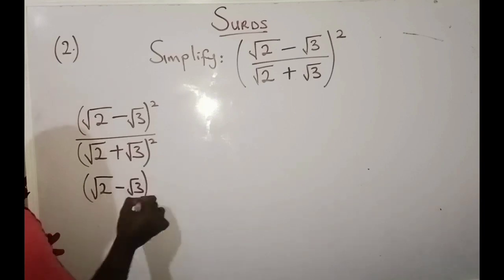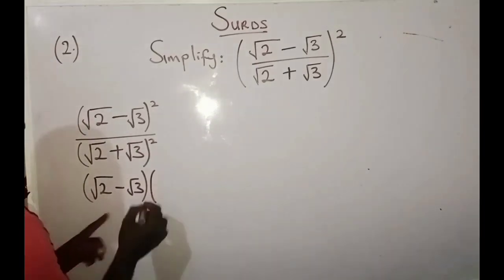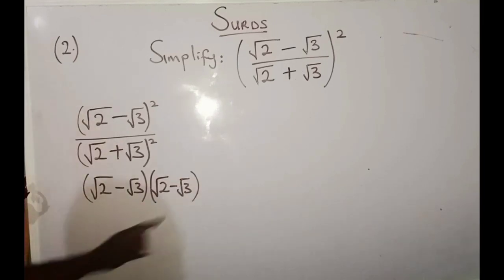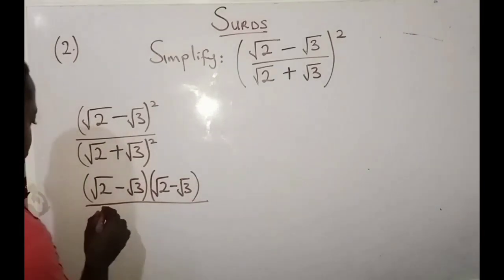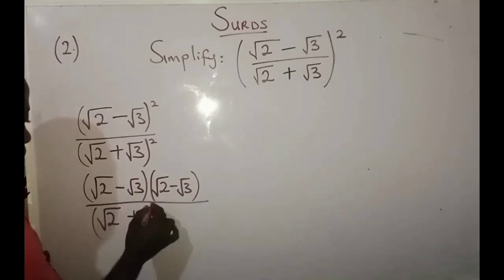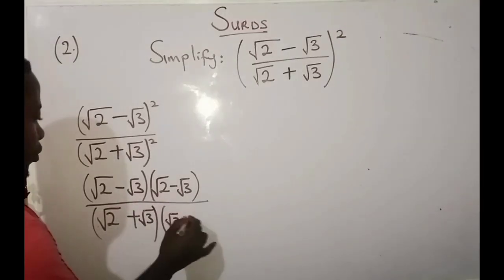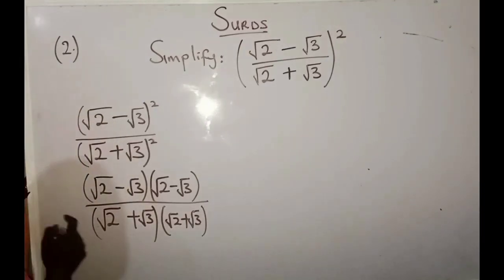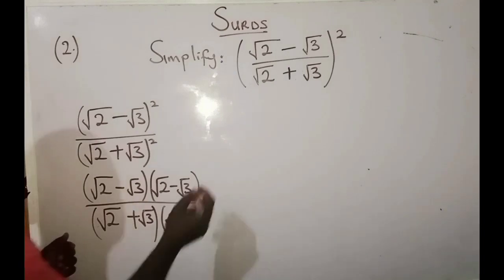Alright. So in this case, now this expression for the numerator, it simply means this: root 2 minus root 3 multiplied by root 2 minus root 3. That's what it means. All over root 2 plus root 3 multiplied by root 2 plus root 3. Right. So this is the meaning of this expression. Now we can now solve further.